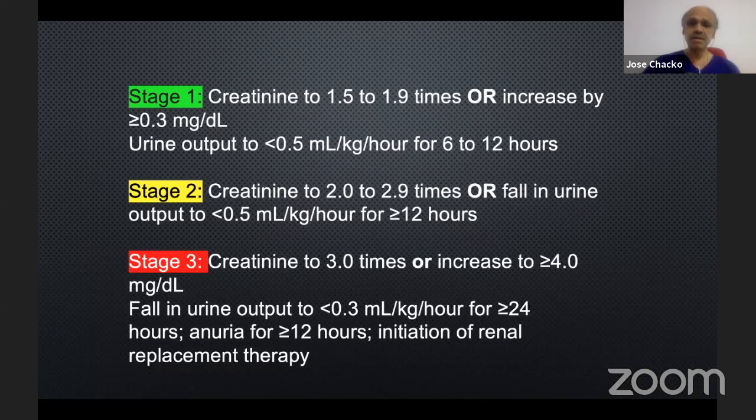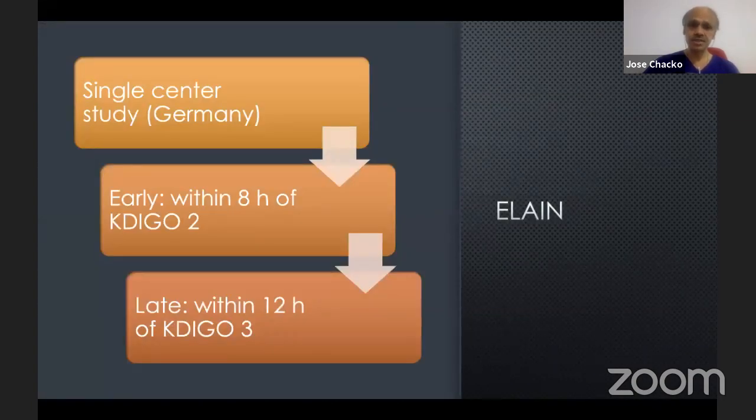There have been 3 major randomized controlled trials in the last few years that have asked this question as to when should you start dialysis. The ELAIN study was a single center German study in which they randomized patients to receive early renal replacement therapy within 8 hours of reaching KDIGO 2, or in the late arm within 12 hours of reaching KDIGO 3. KDIGO 2 is 1.5 to 1.9 times the creatinine, urine output less than 0.5 mL per kilogram per hour for a period of more than 12 hours.